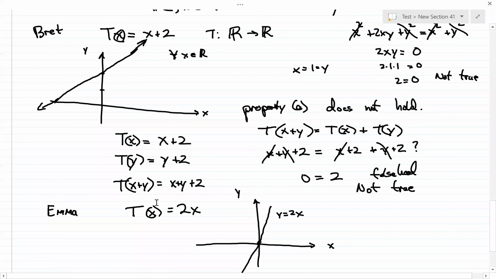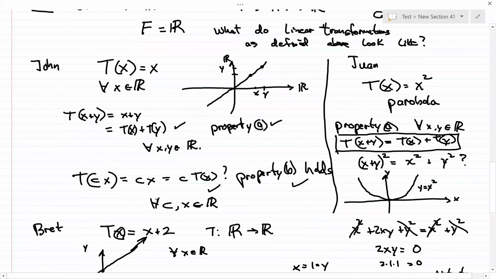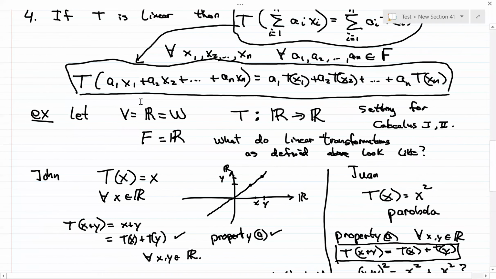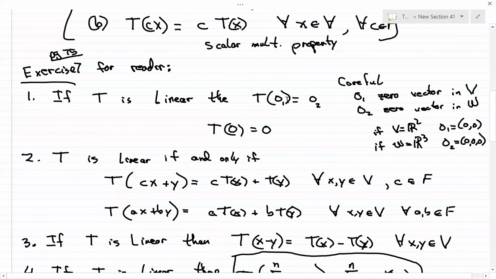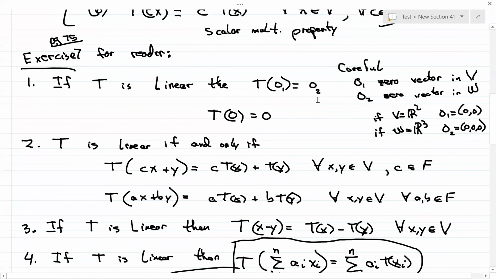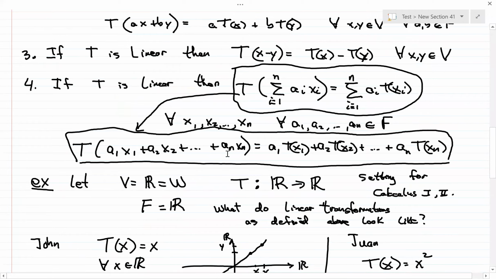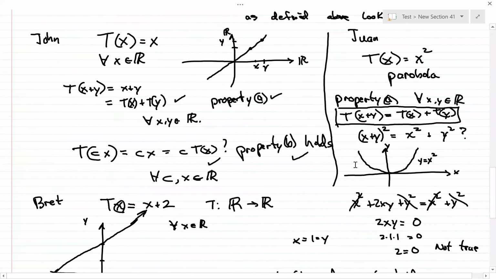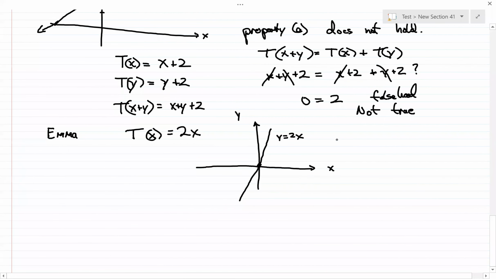Moreover, if you look at the exercise, look at condition 1. If T is linear, then T of 0 has to be 0. What is that really saying? That's saying the 0 vector has to go to the 0 vector. But the 0 vector in this case is just the 0 number. So T of 0 would have to be 0. And that confirms what Emma said. That confirms Emma's guess. Well, let's go through it. Let's double check. So property A.